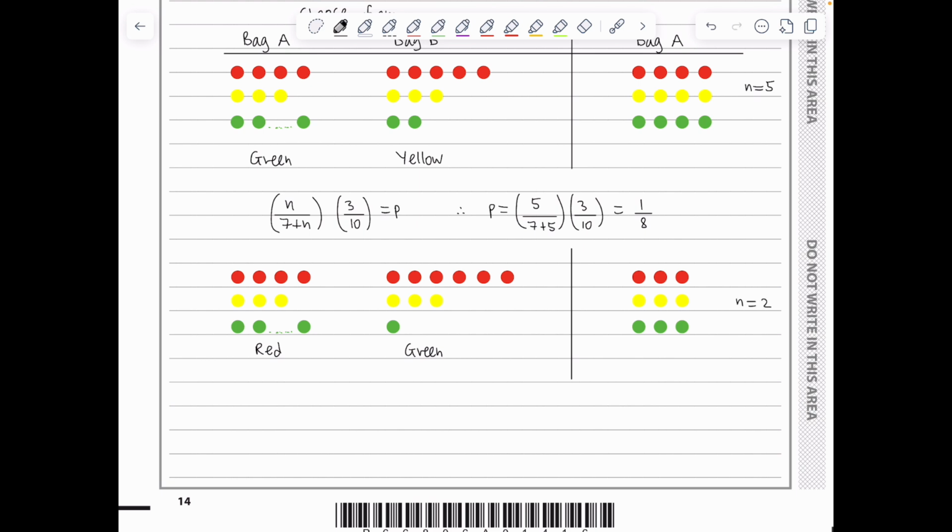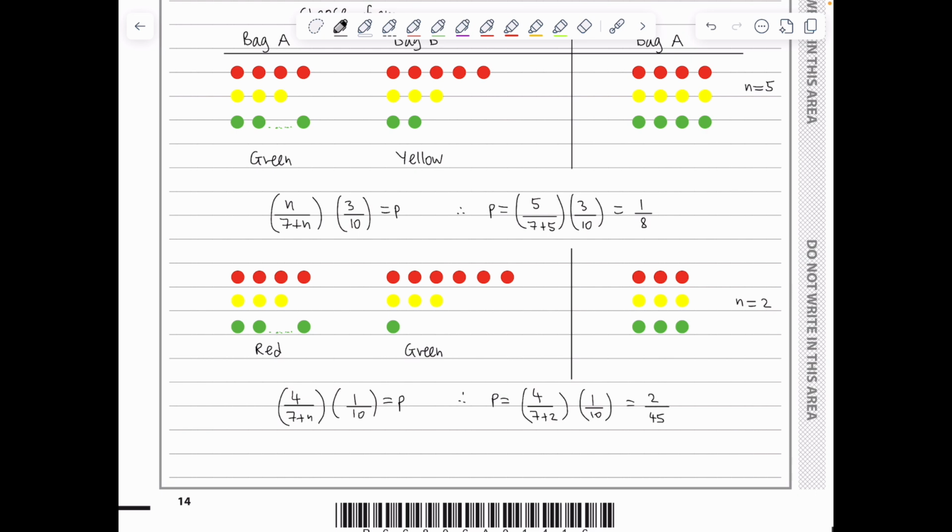The probability I choose a red one at the beginning is 4 over 7 plus N. The probability of picking a green one from bag B here is simply 1 over 10. So 4 over 7 plus N times 1 over 10 is the value of P. So I'll be using N is 2. So P is equal to 4 over 7 plus 2 times 1 over 10. If we do this calculation, we get an answer of 2 over 45.